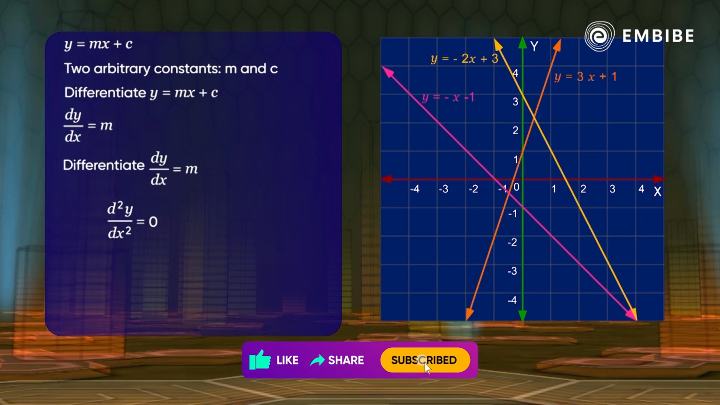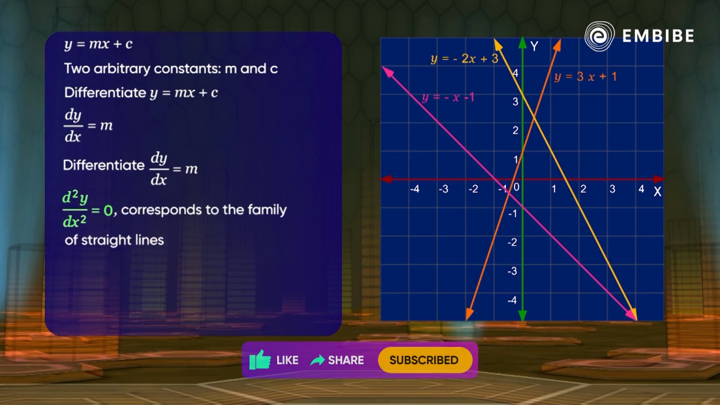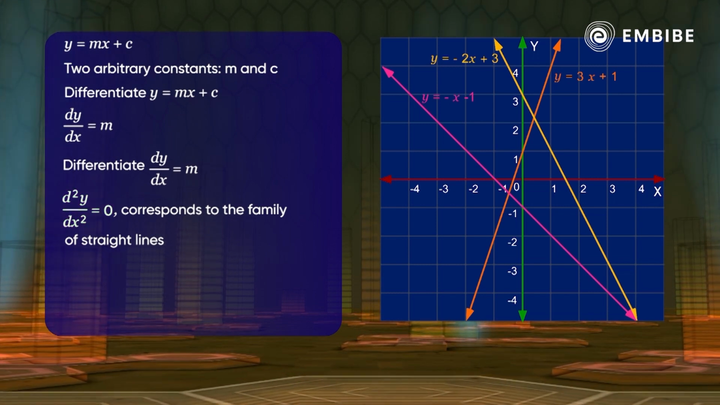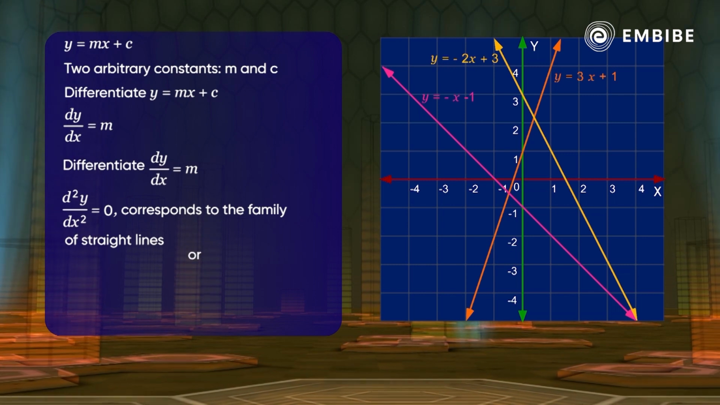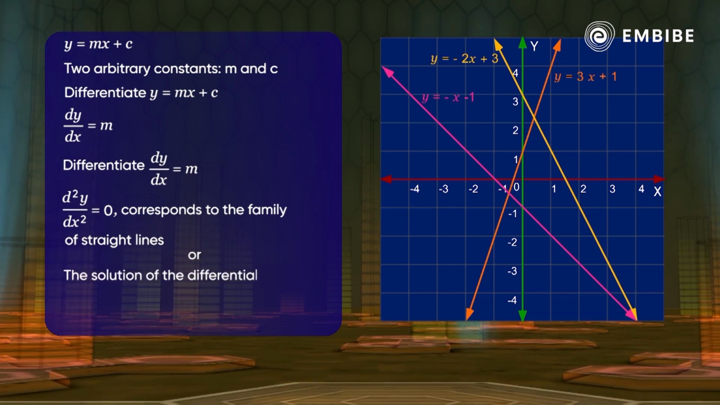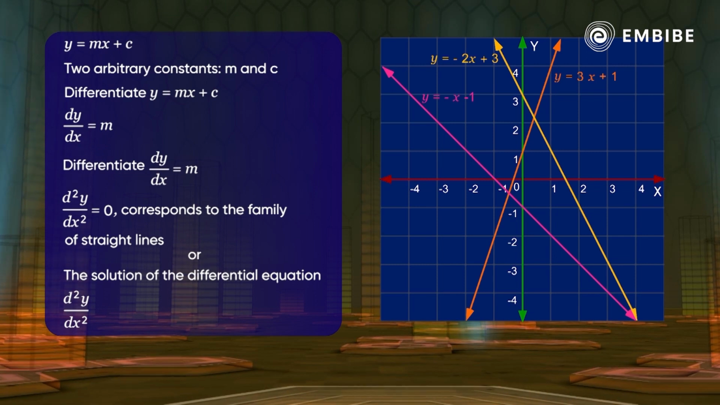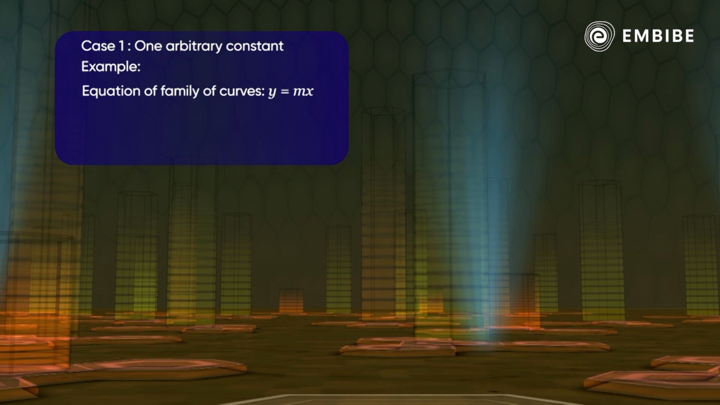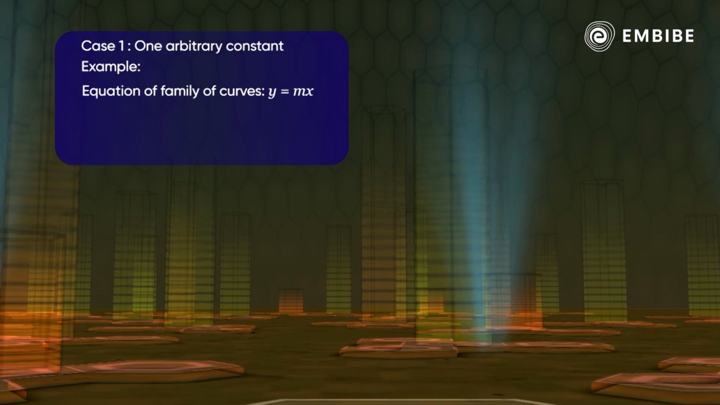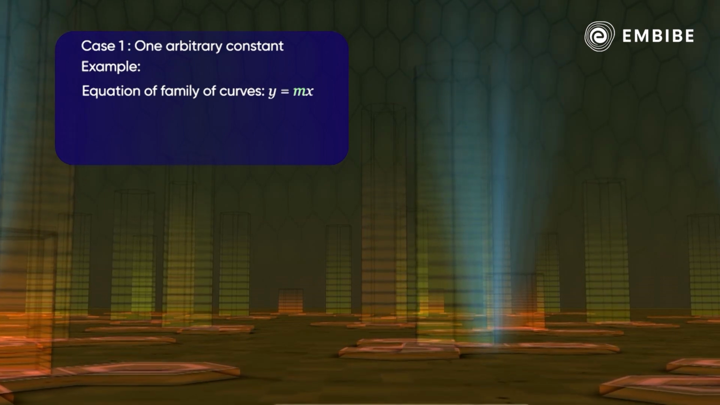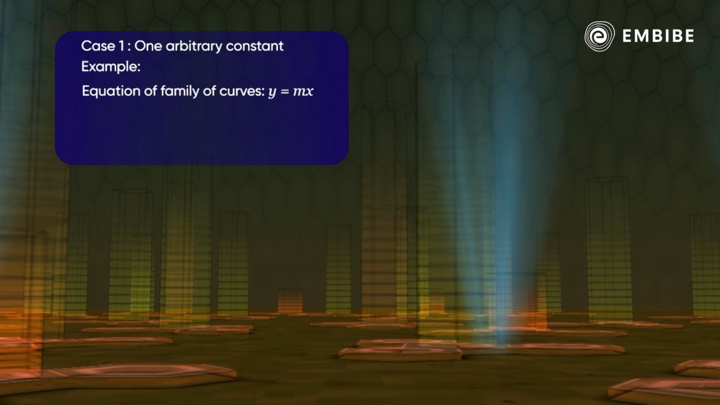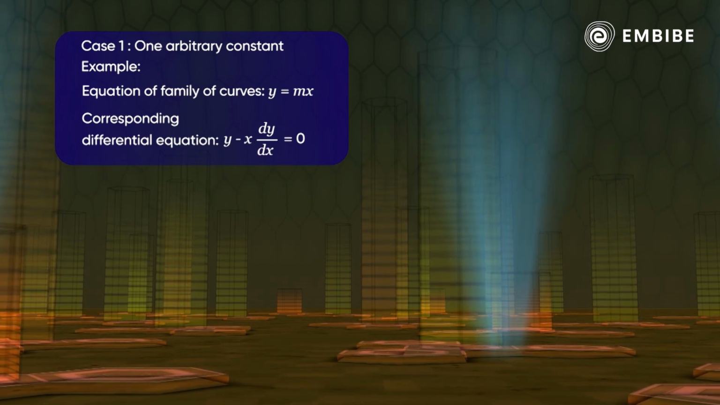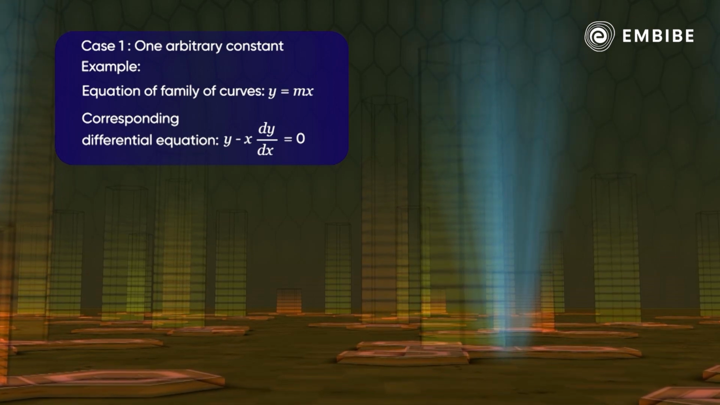Thus, we have a second order differential equation that we got by twice differentiating the equation of the family of straight lines. Or, in other words, the solution of the differential equation d2y by dx squared equal to 0 is the family of straight lines. Did you notice that when we started with an equation that has only one arbitrary constant, we got the corresponding differential equation by just differentiating once? Or the corresponding differential equation is of first order.